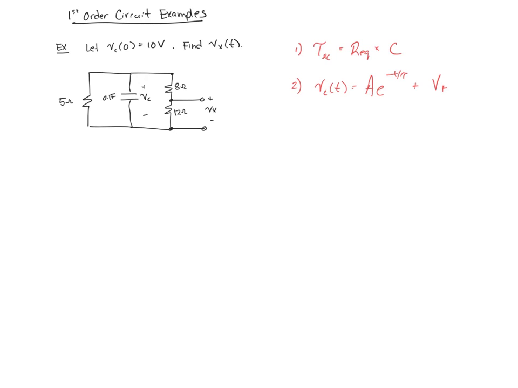And again, since Vc at time 0 is what we termed V naught, the initial condition, this equals A e to the 0 plus Vf. Therefore, A is V naught minus Vf. So this expression that we're looking for looks like V naught minus Vf, where V naught is the initial condition, Vf is the final condition, times e to the minus t over the tau that we find in step 1, plus the final voltage.